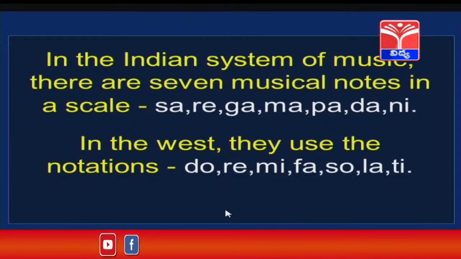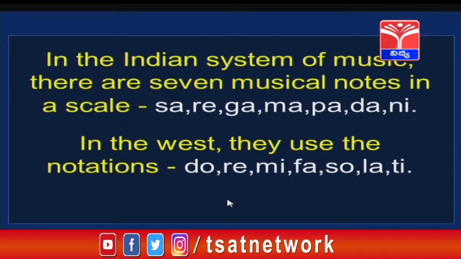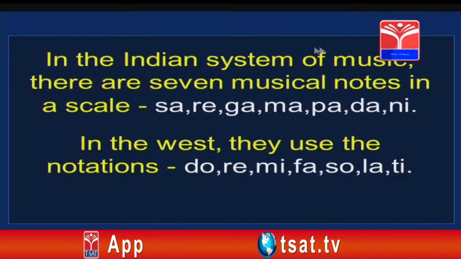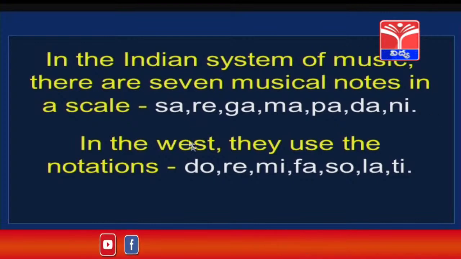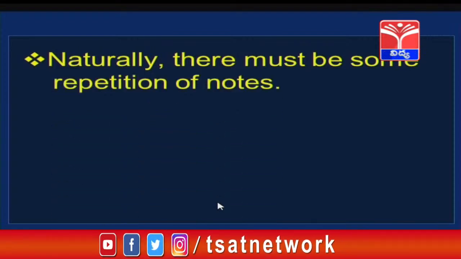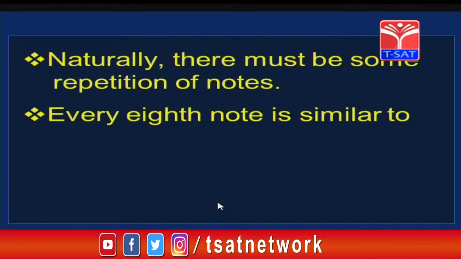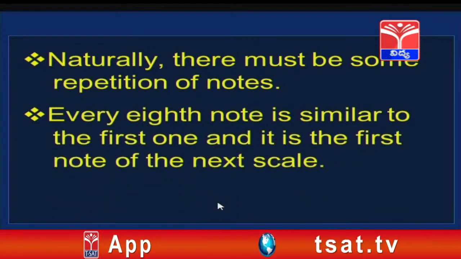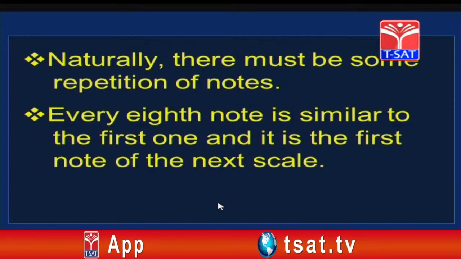Therefore, in Newlands' law of octaves, we find a relationship with our traditional music system. In the same way, every 8th element has the same properties. In the music system also these notes are repeating. Naturally, there must be some repetition of notes. Every 8th note is similar to the first one and it is the first note of the next scale.